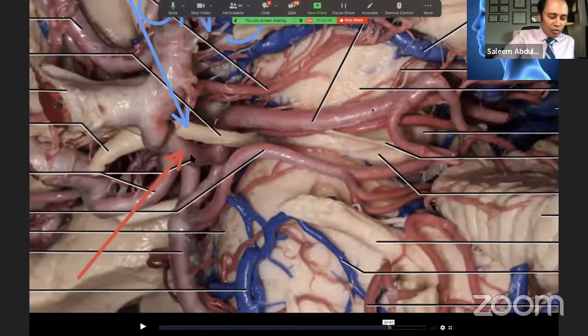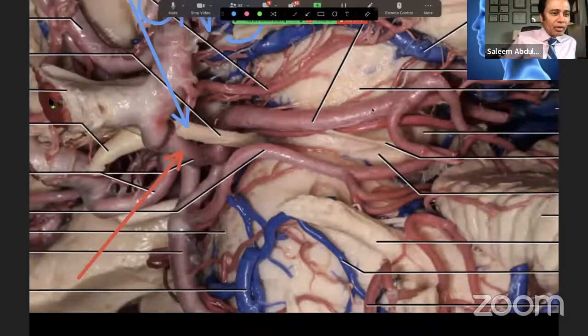So let's follow what we know. Internal carotid artery coming in. Okay, we're not seeing the front part, the anterior clinoid and everything else. Okay, and it continues. And actually what we're seeing here, this is going inside the sylvian fissure to be a middle cerebral artery. Okay.